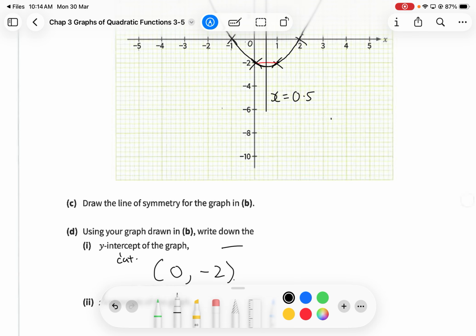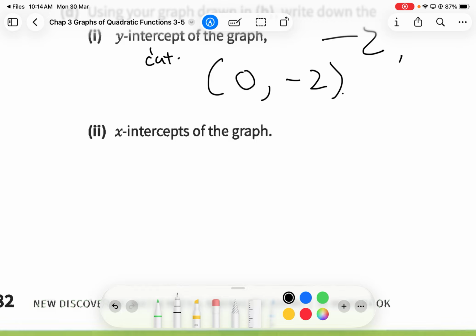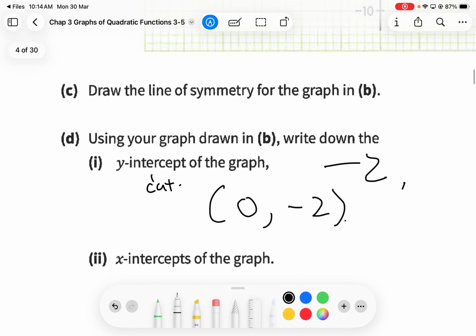Okay, so for part 2, x-intercept, Naim. What does intercept mean? Cut. So x. So you were obviously not paying attention just now. Okay. So x-intercept means where your graph cuts the x-axis.